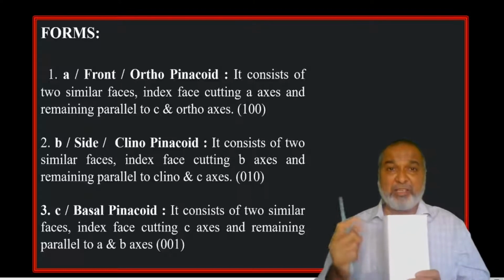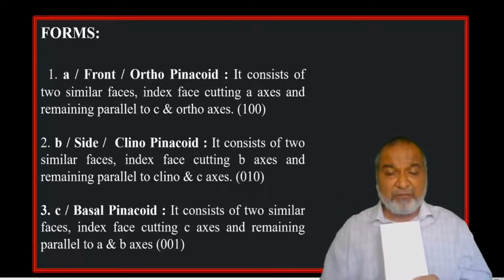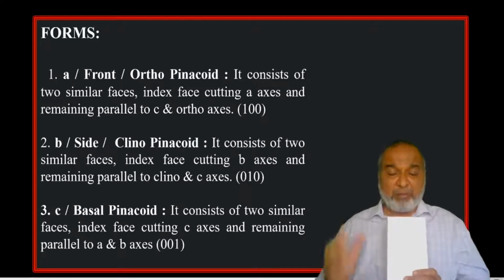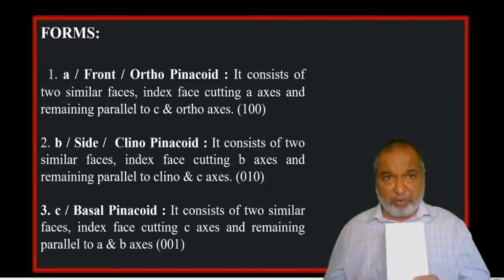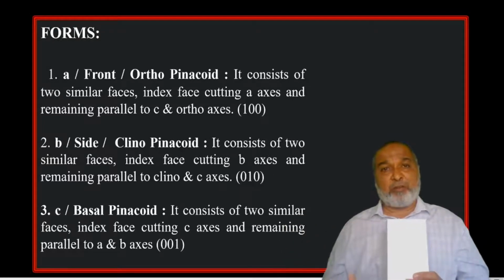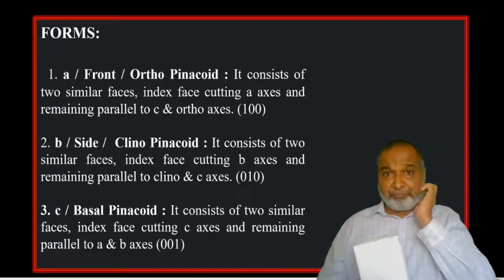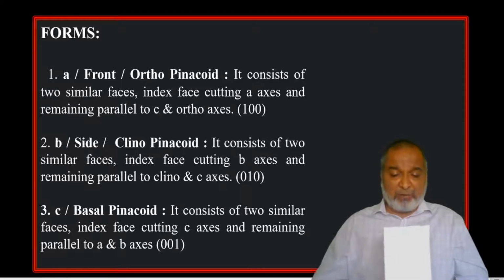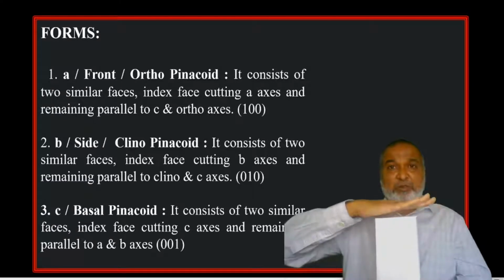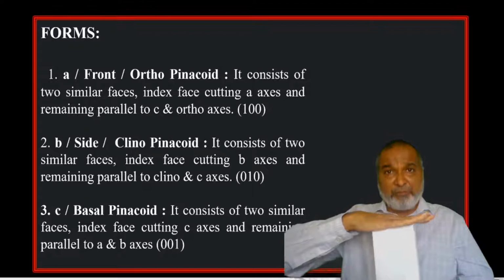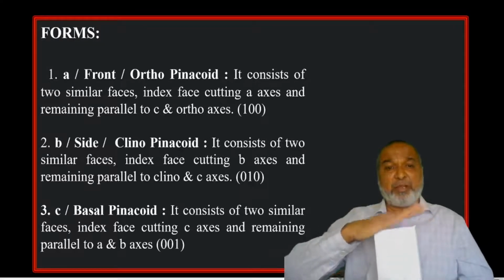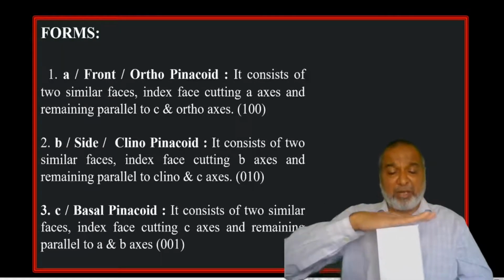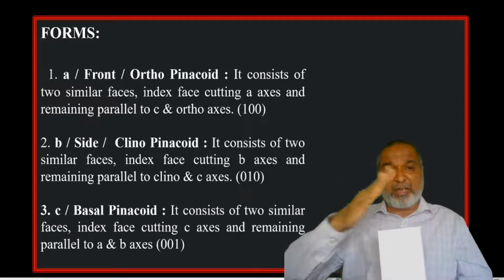But we'll always write the positive indices, the face which is cutting on the front positive side of the A or B axis, that is the A pinacoid or B pinacoid, front pinacoid or side pinacoid, or ortho pinacoid or clino pinacoid. So that will be the pinacoid 1 0 0, 0 1 0, and the third one is present along the C axis. So it is called the C pinacoid, or simply the basal pinacoid, because it remains parallel to the A and B horizontal axes.